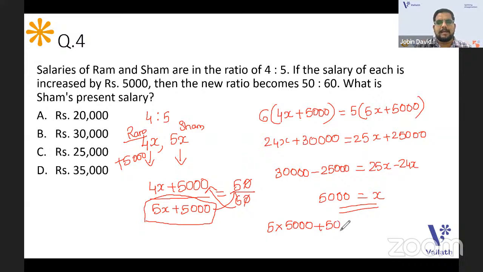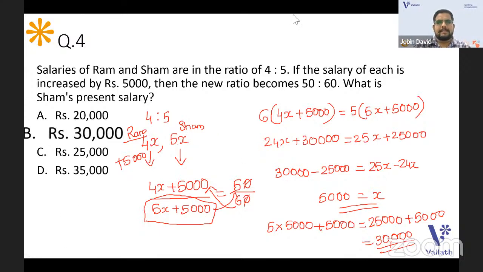plus 5,000. Yeah. Those who got 25,000 had a confusion about where Shyam's present salary should be. The 5,000 increase is also there, right? If the old salary were asked, no worries, but present salary is asked. So 25,000 plus 5,000. The answer is 30,000. Option B is the correct answer. Yes, great.